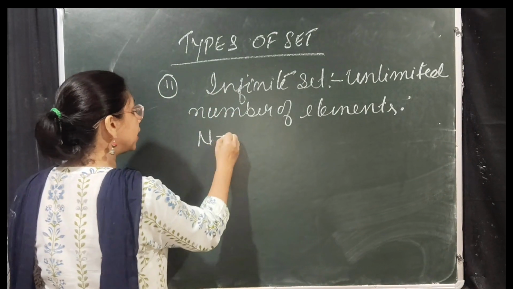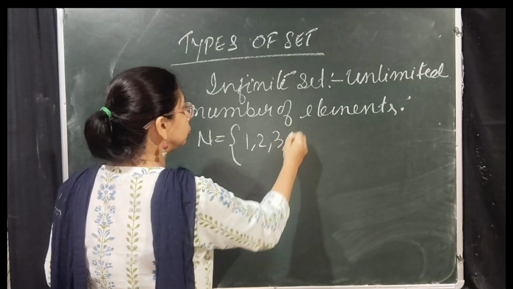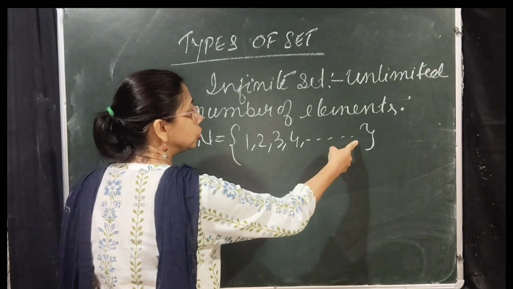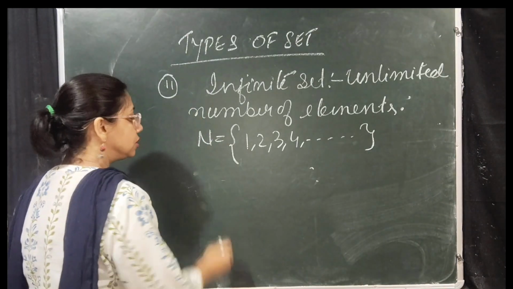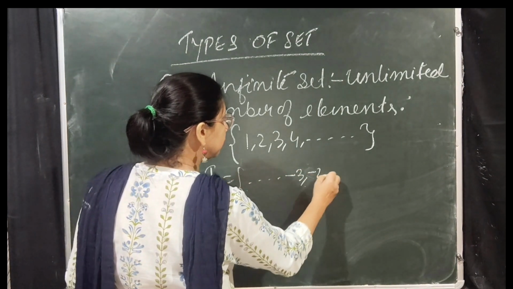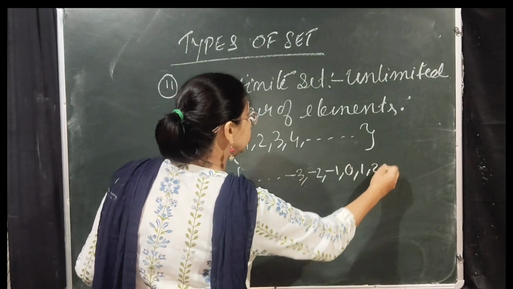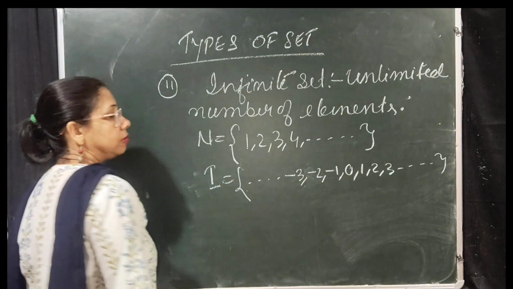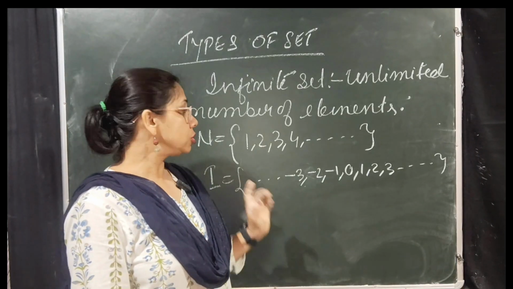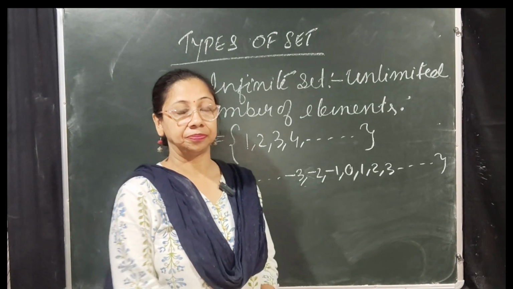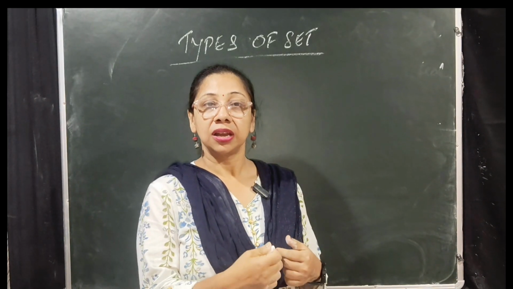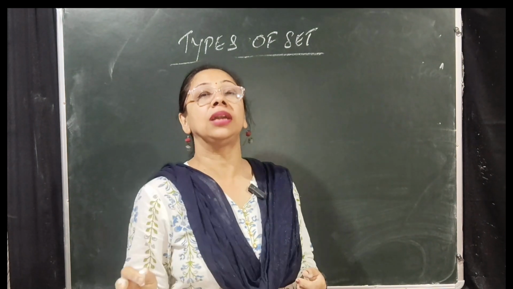For example, set of natural numbers 1, 2, 3, 4 and it goes up to infinity. So, you can see that there is no ending number. Set of integers. It comes from minus infinity, then minus 3, minus 2, minus 1, 0, 1, 2, 3 and it again goes up to plus infinity. These type of sets have no ending points, so they are known as infinite set. Do you know there is a set which can represent nothing? Yes, again I repeat, a set which represent nothing.